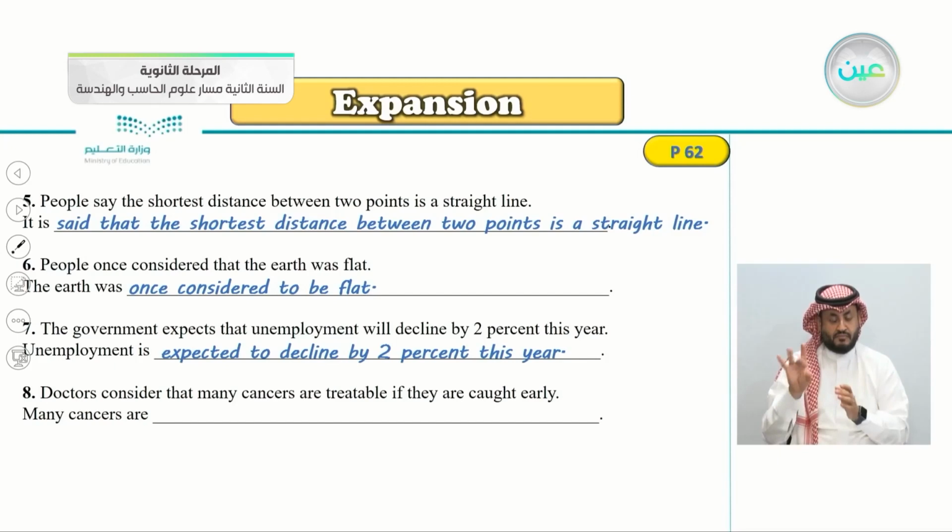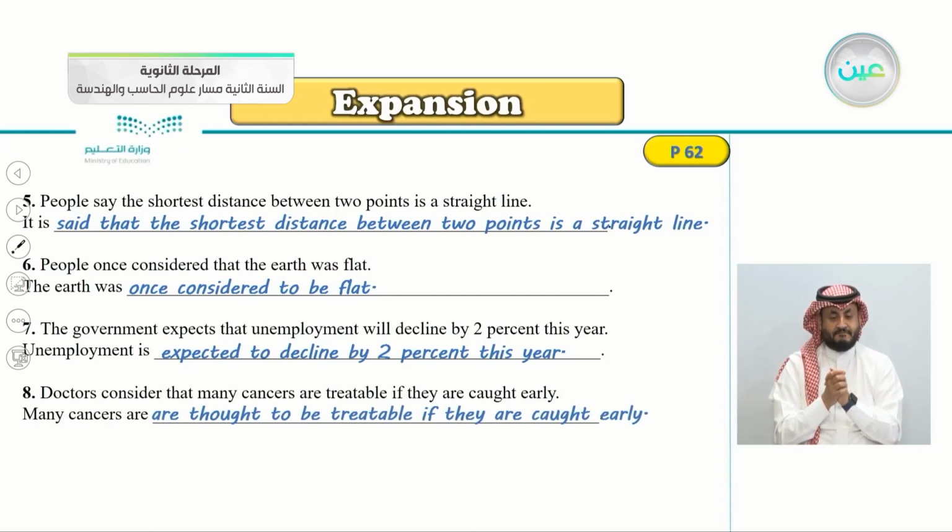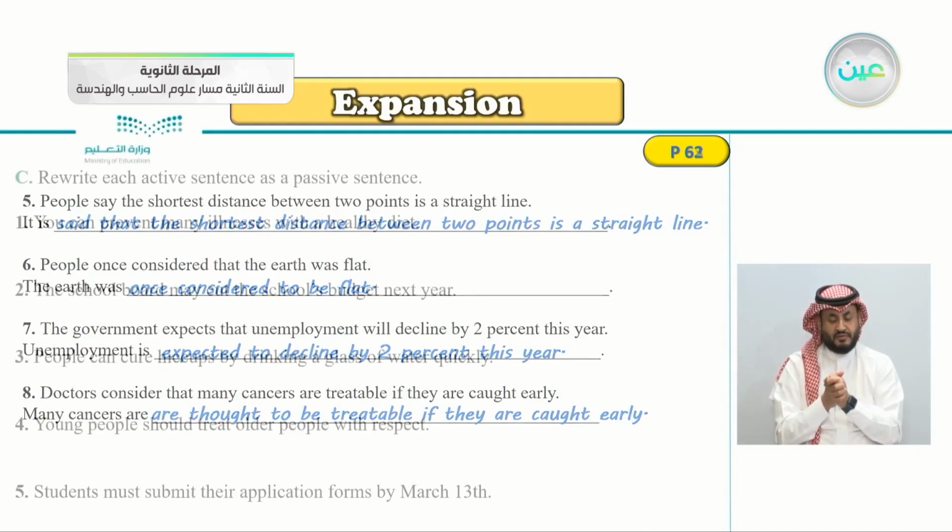Number 8, doctors consider that many cancers are treatable if they are caught early. So many cancers are, yes, many cancers are thought to be treatable if they are caught early. So when we find the word consider, it means think or thought. So that's why we chose thought. Many cancers are thought or considered, it's the same thing, to be treatable if they are caught early.